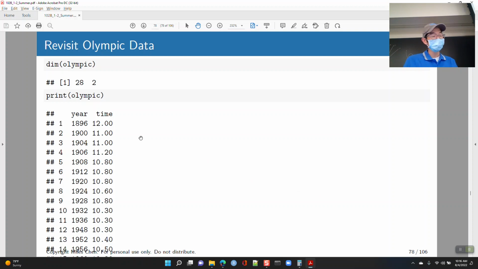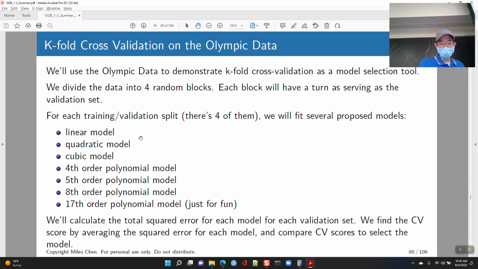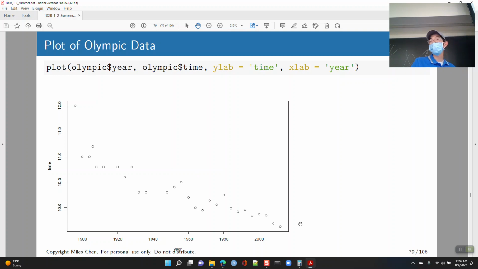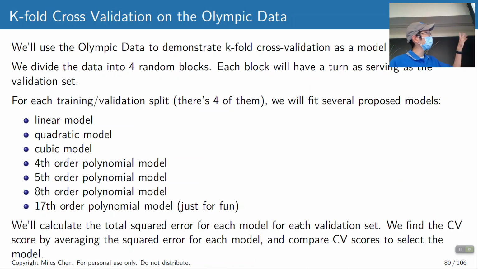Okay, so let's revisit our Olympic data. We have 28 observations, and we're going to do some K-fold cross-validation here. I'm going to divide the data into 4 random blocks, with 7 randomly chosen data points in each, and we'll take a look at cross-validation performance for different proposed models. We'll look at a linear model, quadratic, cubic, 4th order, 5th order, an 8th order polynomial, and then we'll try out a 17th order polynomial just for fun, just to see what happens.